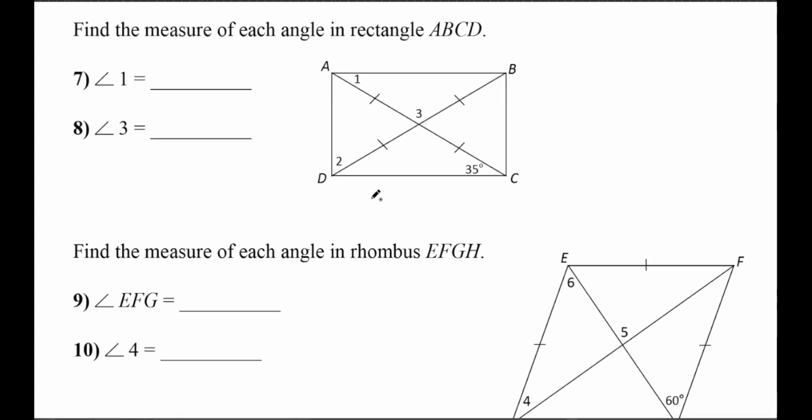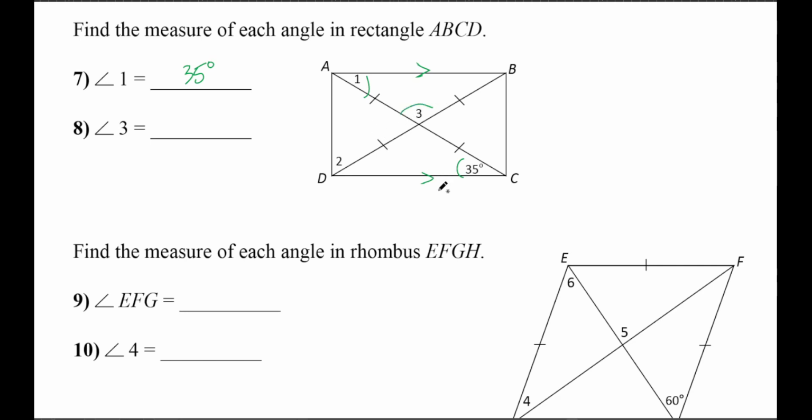What about this one? Angle 1. Well, we already talked about it today. It's a rectangle, so this and this are parallel. There's your transversal. Look at angle 1 and 35. They're alternate interior angles. So angle 1 is what? 35 degrees without doing any math. Wasn't that nice?